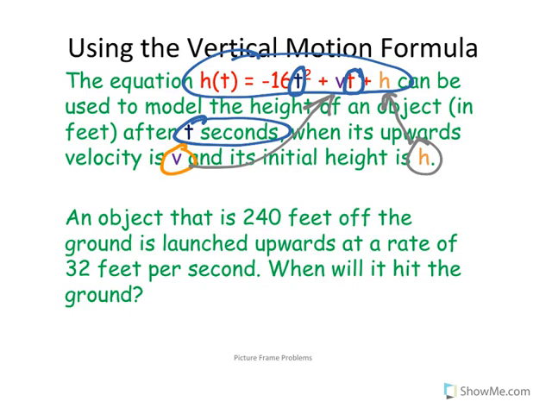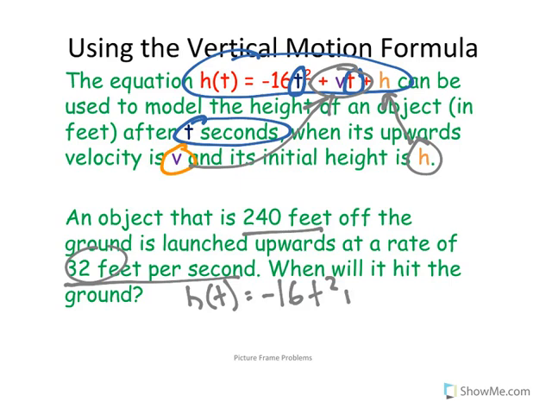All right, so we're just really filling in this information. It says an object is 240 feet off the ground, like the top of a building. It's launched upward at a rate of 32 feet per second. When will it hit the ground? So our height, as a function of time, is equal to negative 16t squared, plus 32t, since the initial upward velocity is 32, plus the initial height of the object, which is our constant, 240. So that's going to be my equation.